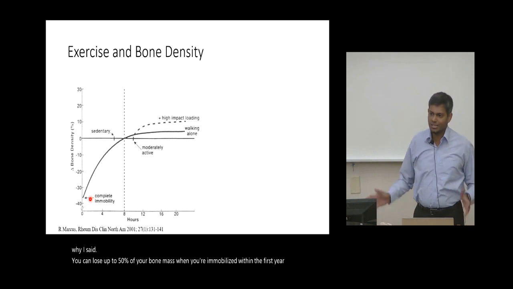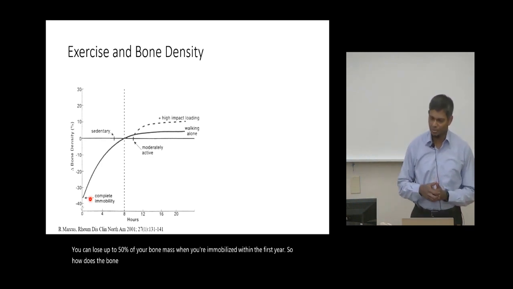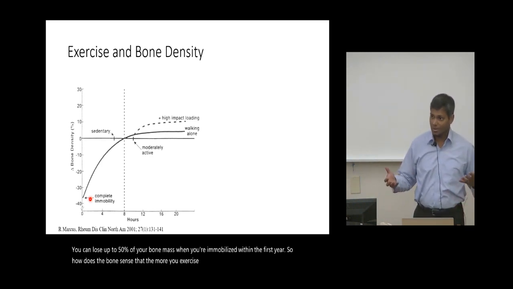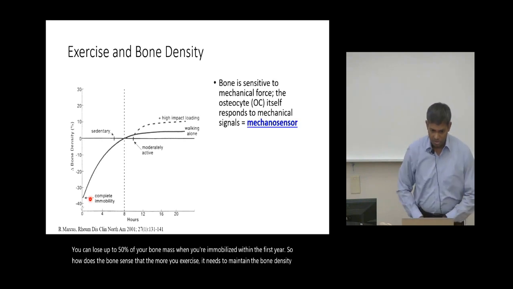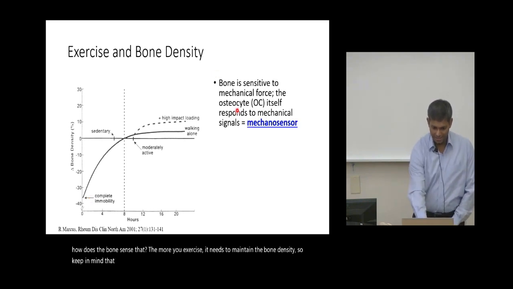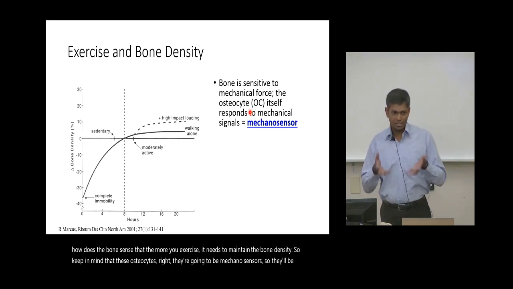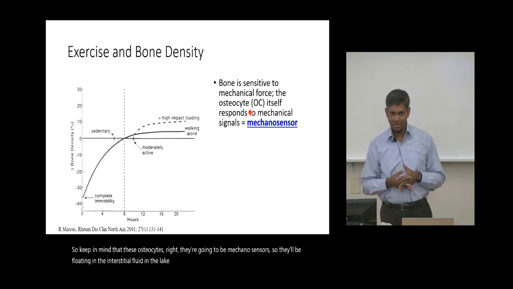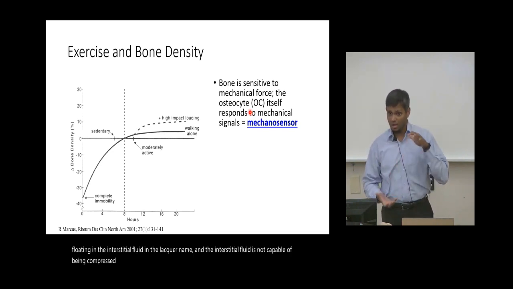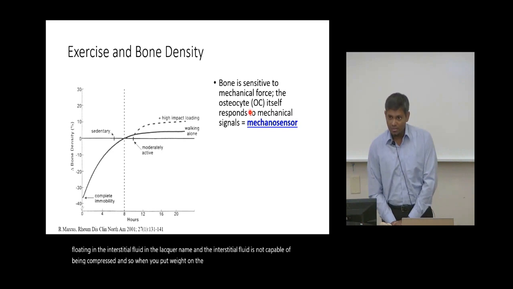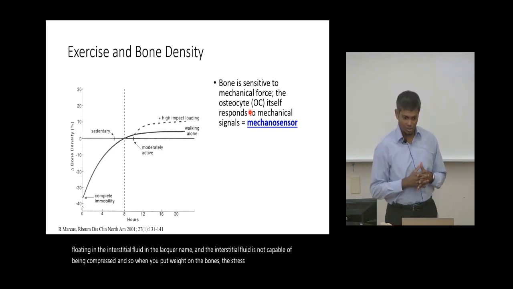So how does the bone sense that the more you exercise, it needs to maintain the bone density? Keep in mind that these osteocytes are going to be mechanosensors. So they'll be floating in the interstitial fluid in the lacunae, and the interstitial fluid is not capable of being compressed.